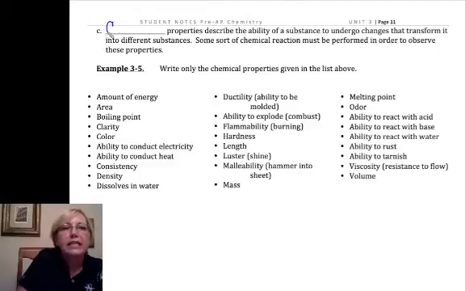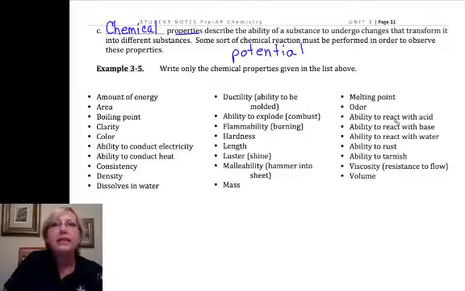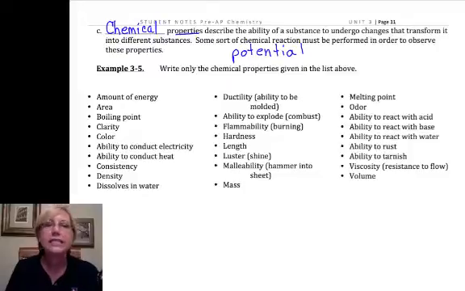Chemical properties describe an ability, a potentiality, a possibility. So it's the potential to react. It hasn't happened yet, but the potential is there.